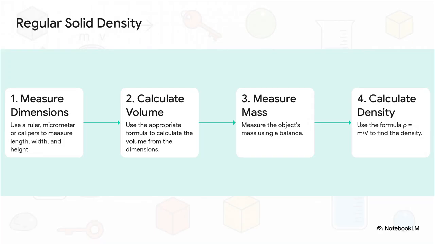This is a really straightforward 4-step process. First, you just grab a ruler and measure the dimensions, length, width, and height. Step 2, you use those measurements to calculate the volume. For a block, that's just length times width times height. Step 3, you pop the object on a balance to get its mass. And finally, step 4, you plug your mass and volume into our density formula, and voila, you've got your answer.